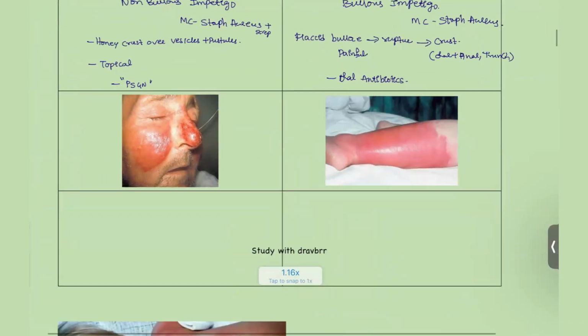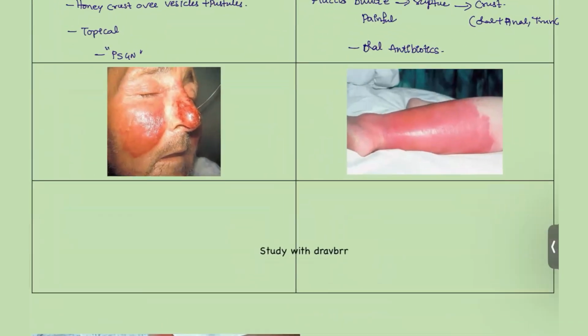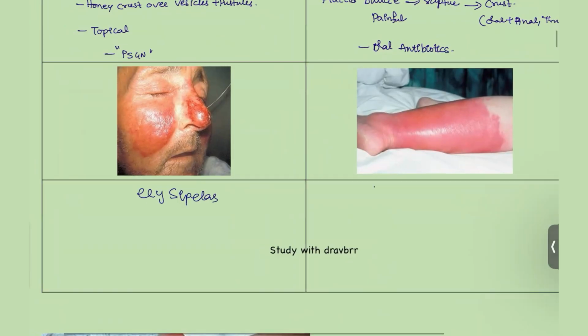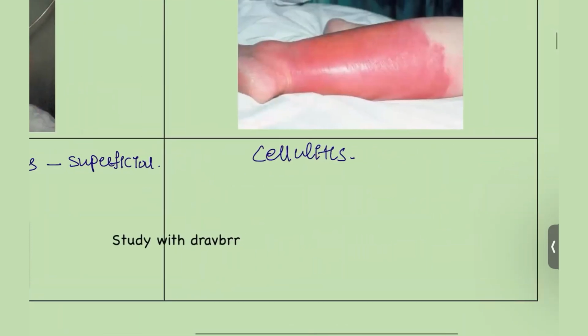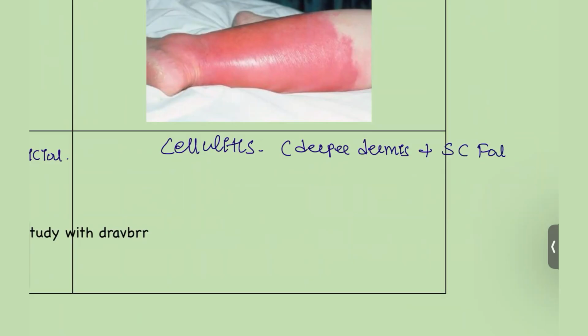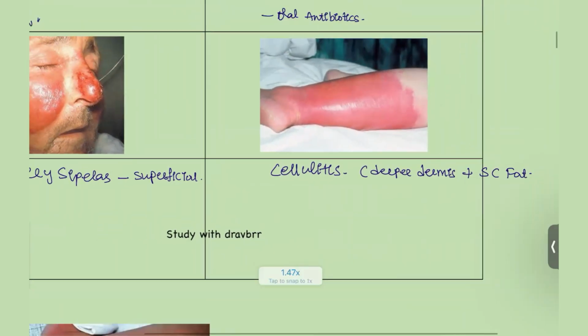Next, from these two pictures, you have to understand this is erysipelas and this is cellulitis. Erysipelas involves only the superficial layers, such as the dermis and epidermis, mostly the upper dermis only. Whereas cellulitis goes deeper than the dermis and also involves the subcutaneous fat.